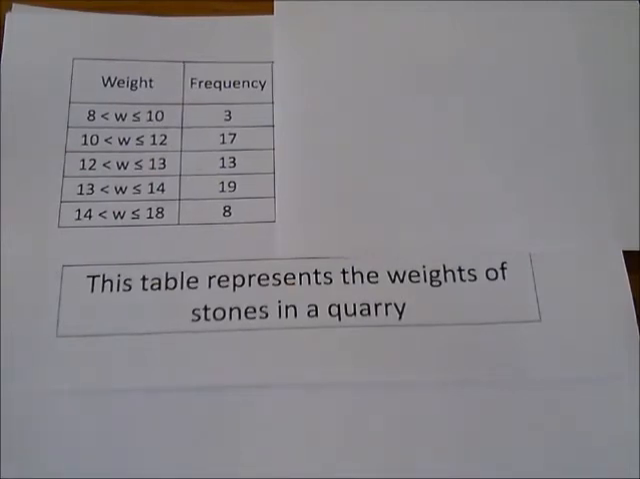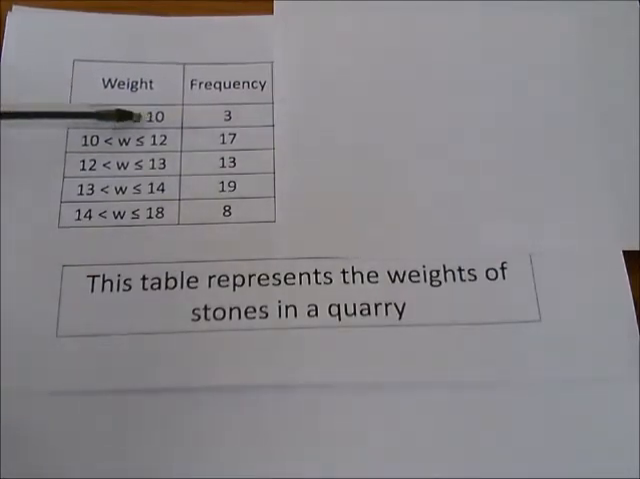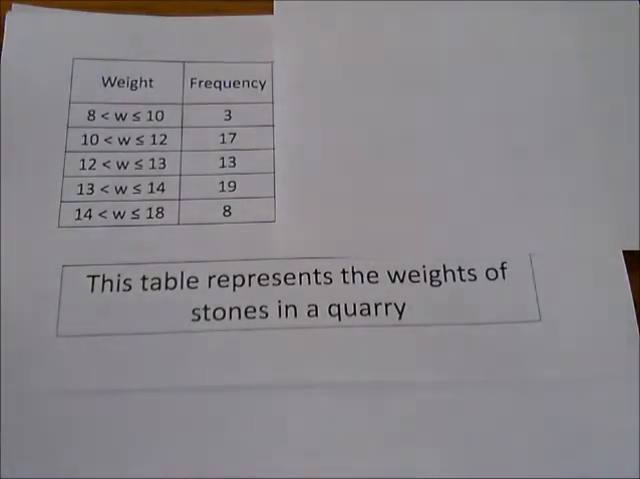And I want you to imagine that you were asked how many stones in this quarry were less than or equal to 10 kilograms. I hope that you could see from this data that the answer is 3, because this category has all the stones which are less than or equal to 10 kilograms. They're between 8 and 10, and there are 3 stones in that category. All the other stones here are more than 10 kilograms. 10 to 12, more than 10. All of these ones, more than 10 kilograms. So if I asked you the question, how many stones are less than or equal to 10 kilograms, the answer is 3.